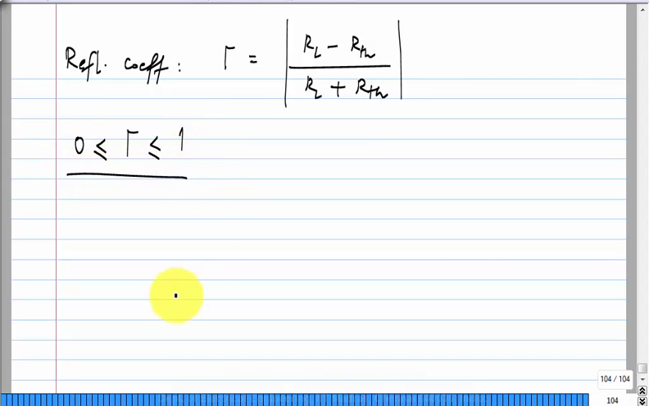Okay. And how do you get gamma of 0? By perfectly matching it, right? So if you have RL equals RTH, you will have gamma to be 0. It reflects nothing. How do you have gamma of 1? RL is 0. Is that the only possibility? RL is infinity. Okay, both of them.